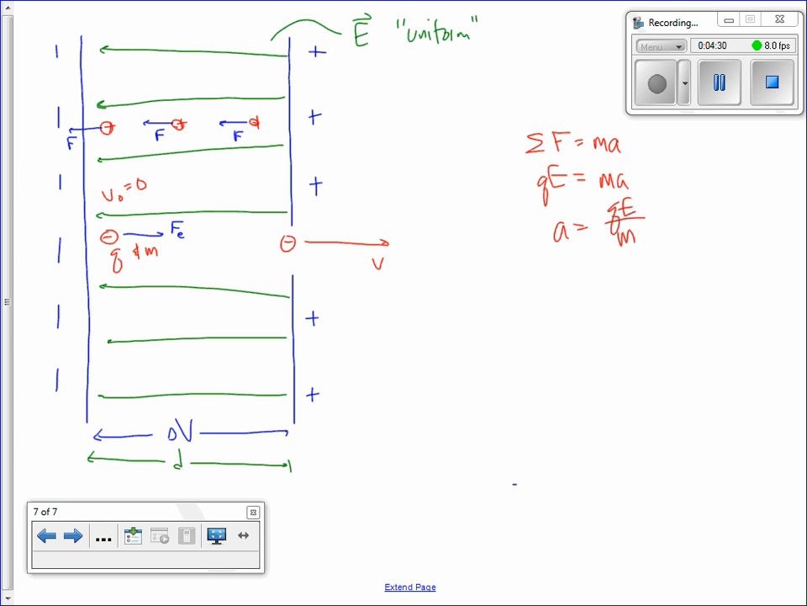well, then we could probably do some kinematic stuff, right? And say that v squared is v naught squared plus 2a delta x. We could ditch that. And we could say that v is the square root of 2a delta x. This is going to work out pretty neat in a minute. Wait for it.